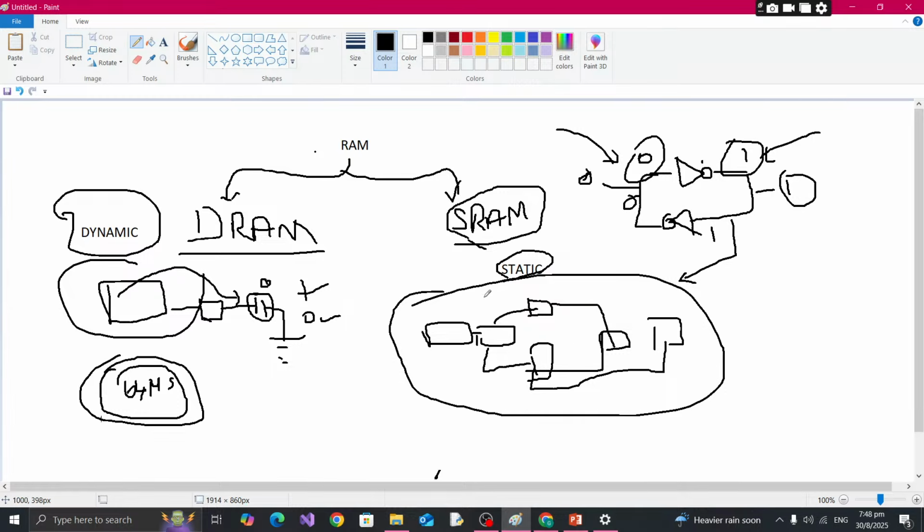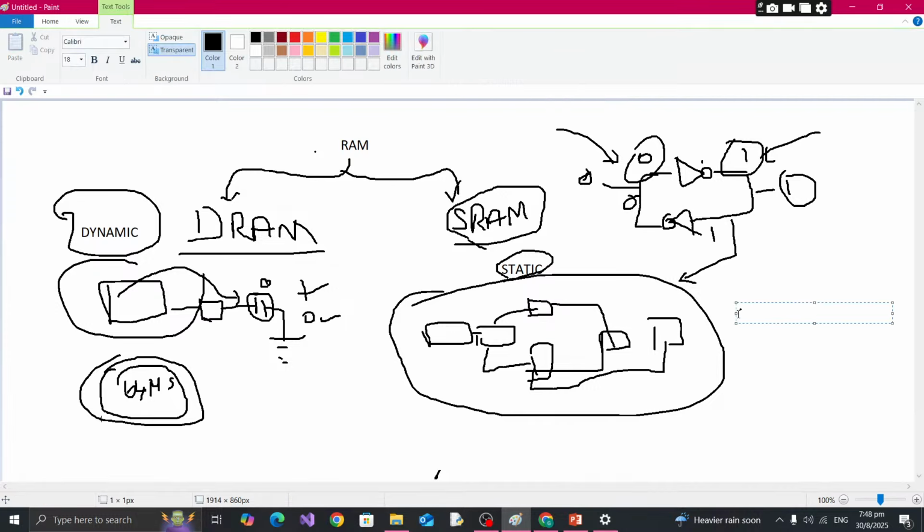So this 6-transistor design is higher in performance. We can read and write very fast. So we use this in real-time operating systems, real-time systems and embedded systems. Our Arduino, ESP32 and STM32, everything has this SRAM. For example, in our Arduino we have 2 KB of static RAM to store temporary data.